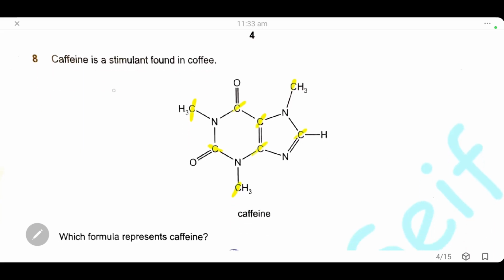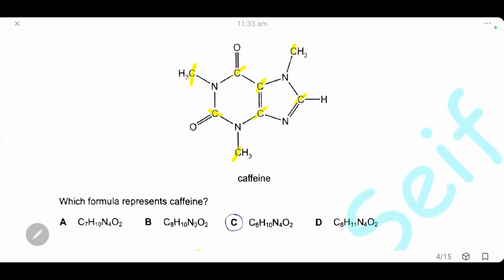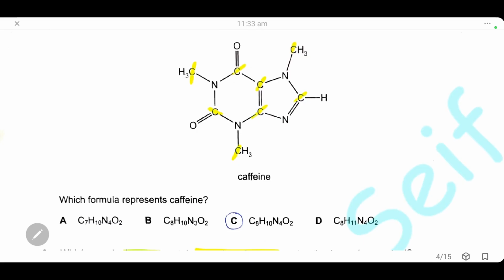Question 8. Caffeine is a stimulant found in coffee. Which formula represents caffeine? To write the molecular formula, we will write each type of atom and how many atoms are present in this formula. So we will count how many carbons, how many nitrogen, how many hydrogen, and finally oxygen. We will find that we have 8 carbons, 10 hydrogen, 4 nitrogens, and 2 oxygen, and the answer will be C.